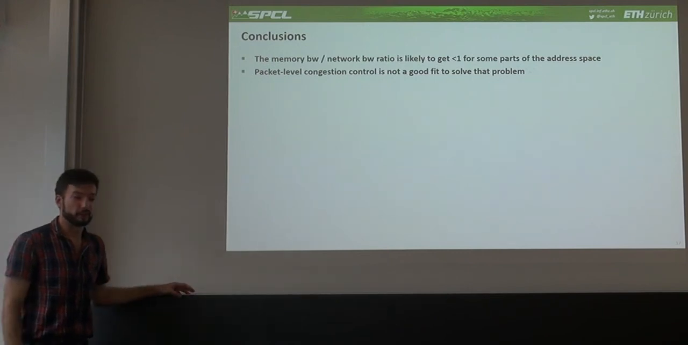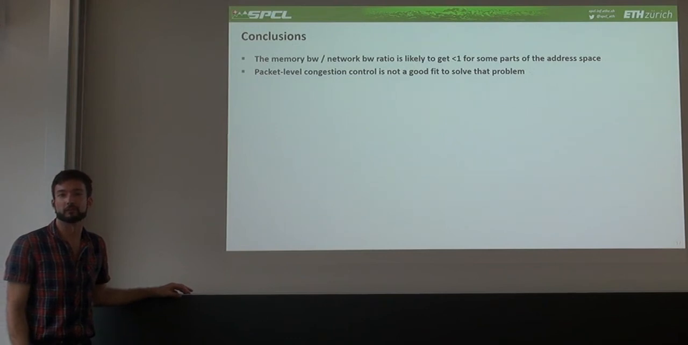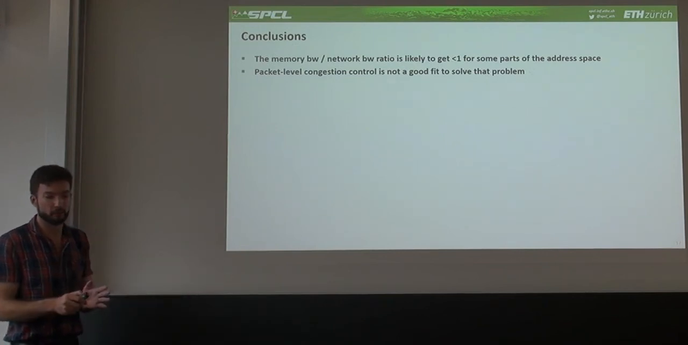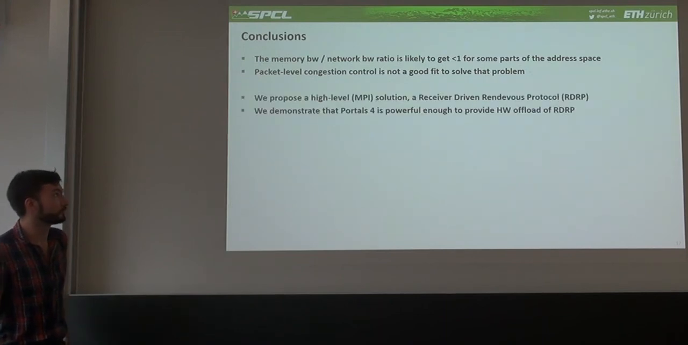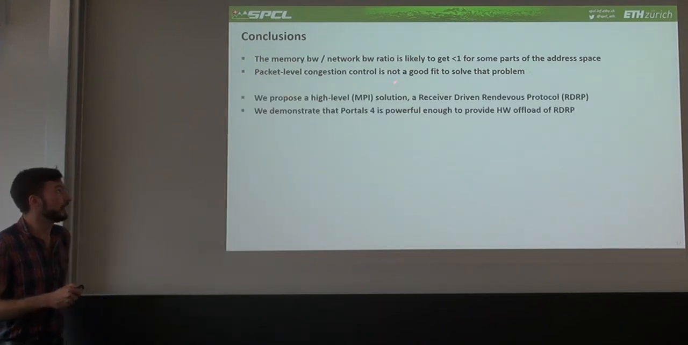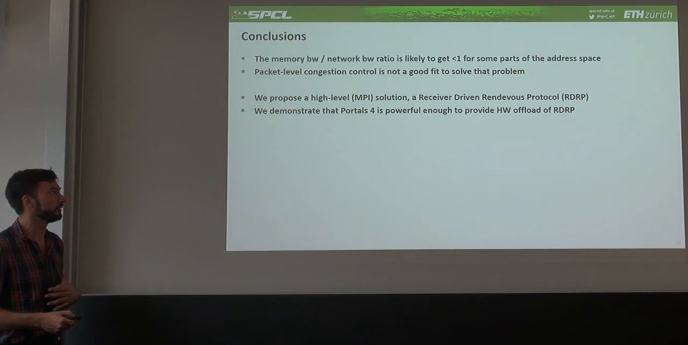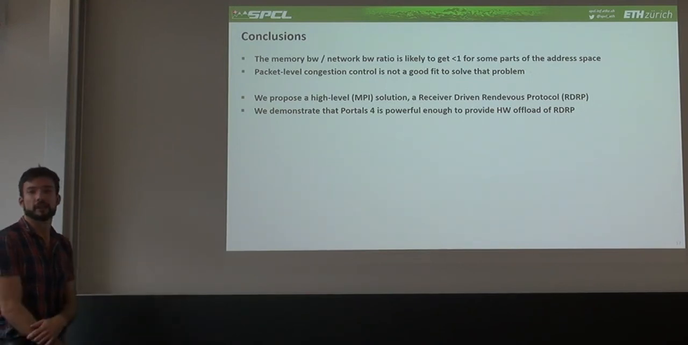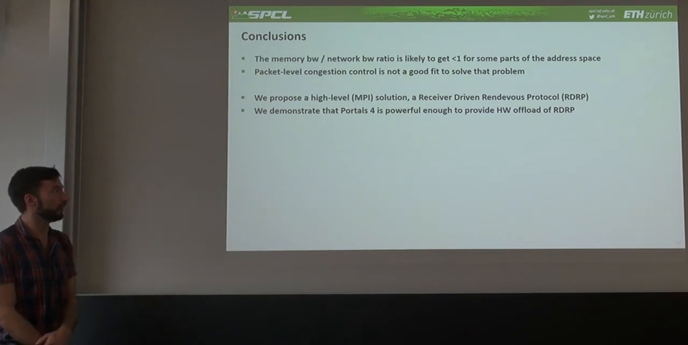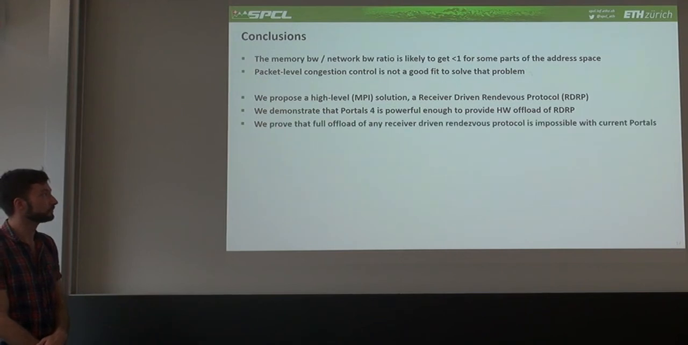And we've shown that packet level congestion control is not a good fit for this problem because we need to identify the slow flows and separate them from the fast flows to really solve this problem. So we designed a high-level solution. We did it directly under MPI, and we implemented a receiver-driven rendezvous protocol. And we demonstrate that Portals 4 is actually already powerful enough to offer hardware offload for the RDRP protocol.